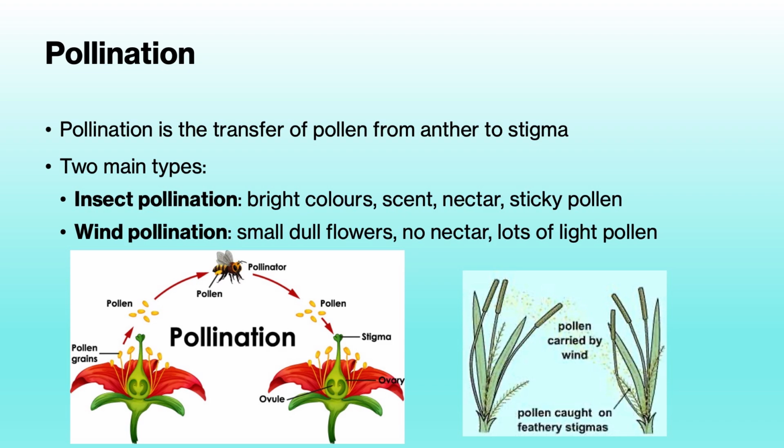Pollination is the transfer of pollen from the anther to the stigma of a flower of the same species. There are two main types of pollination: insect pollination and wind pollination. Insect-pollinated flowers are usually brightly colored, scented, and produce nectar to attract insects. Their pollen is sticky, so it attaches to insects. Wind-pollinated flowers are usually small and dull, with no scent or nectar, and they produce lots of light pollen which can be easily carried by wind.